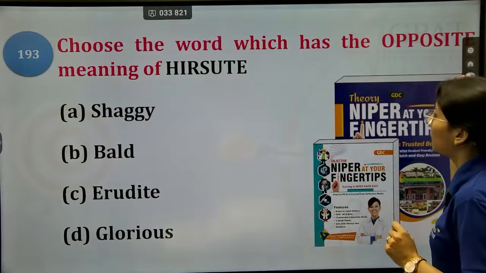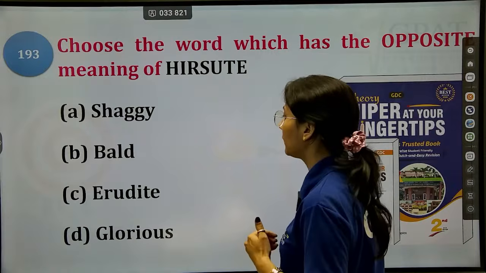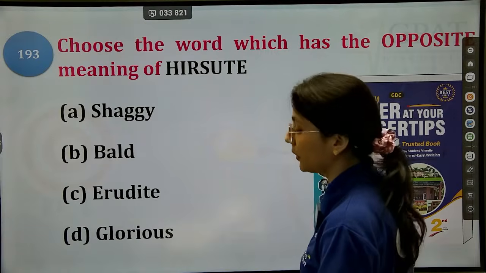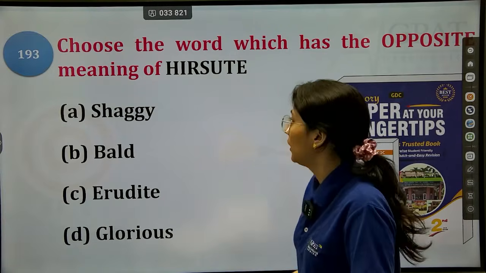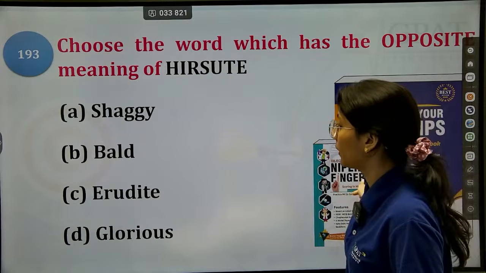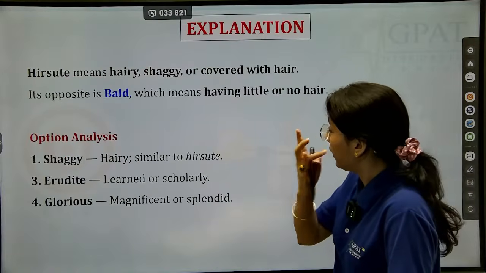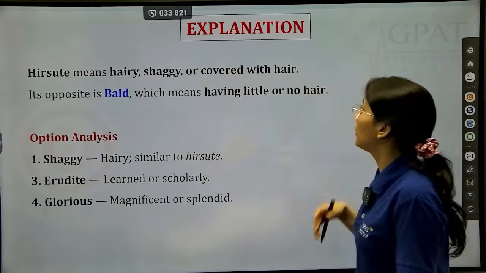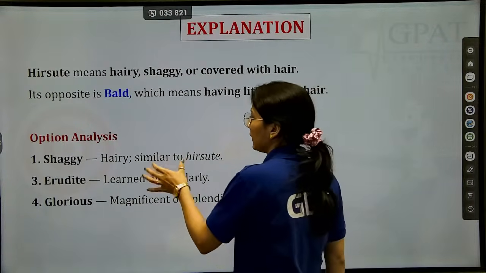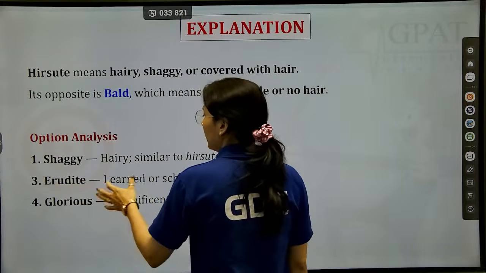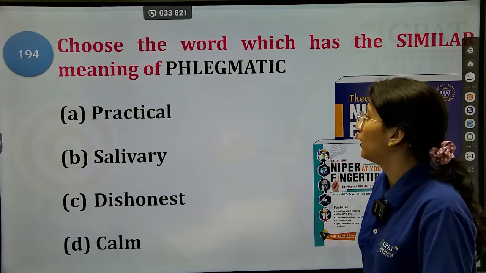Choose the word which has the opposite meaning of hirsute. Saggy, bald, erudite, glorious. Hirsute means hairy, shaggy, or covered with hair. So the opposite is bald, which means having little or no hair. Saggy, similar to hirsute. Erudite means learned or scholarly. Glorious means magnificent or splendid. So the opposite is bald.